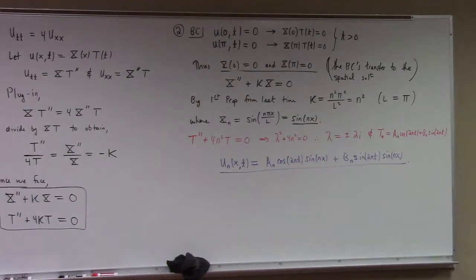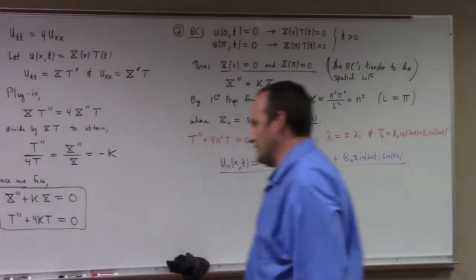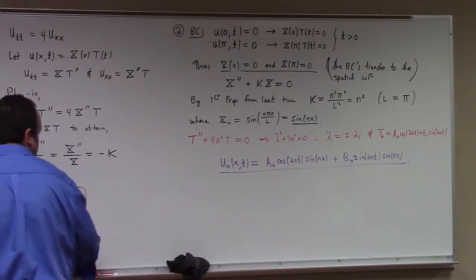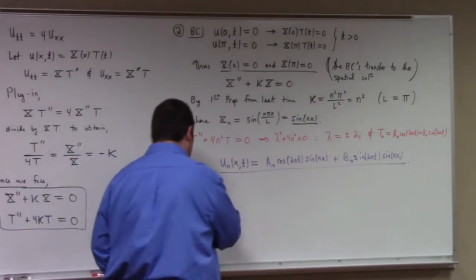So now we just got to take the sum, n equals 1 to infinity. There you go. The sum n equals 1 to infinity of what I wrote in purple, and that will be our formal solution. All right, so here we go.